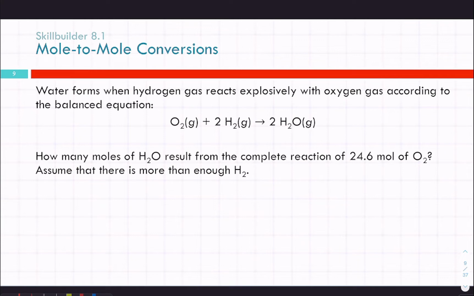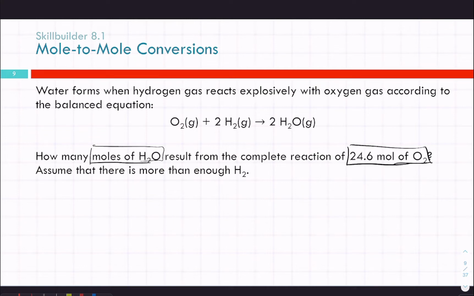So we can form water when hydrogen gas reacts explosively with oxygen gas, according to this balanced equation. This is what happened to the Hindenburg. How many moles of water result from the complete reaction of 24.6 moles of oxygen? Assume that there's more than enough hydrogen. For the most part in these problems, the way it's worded doesn't matter so much. Even though this is asking how many moles result from the complete reaction, we can just say we have 24.6 moles of oxygen reacting, forming water. How much water is going to be made?